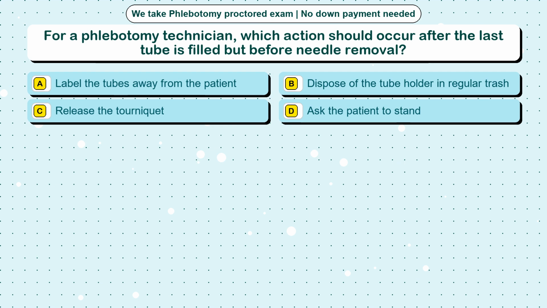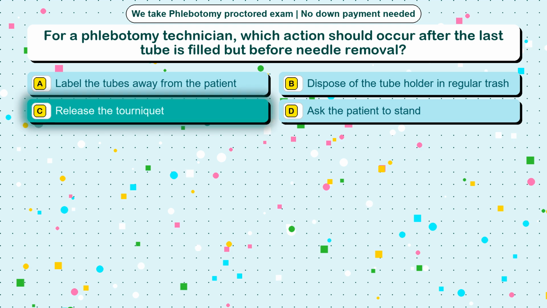Question 15. For a phlebotomy technician, which action should occur after the last tube is filled but before needle removal? Option A. Label the tubes away from the patient. Option B. Dispose of the tube holder in regular trash. Option C. Release the tourniquet. Option D. Ask the patient to stand.